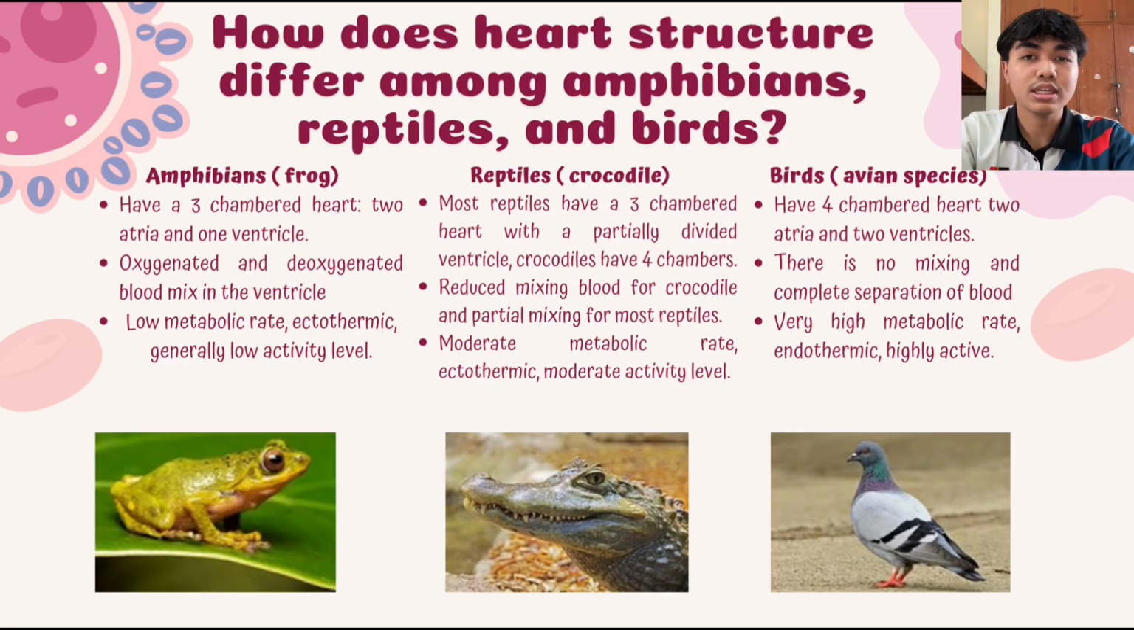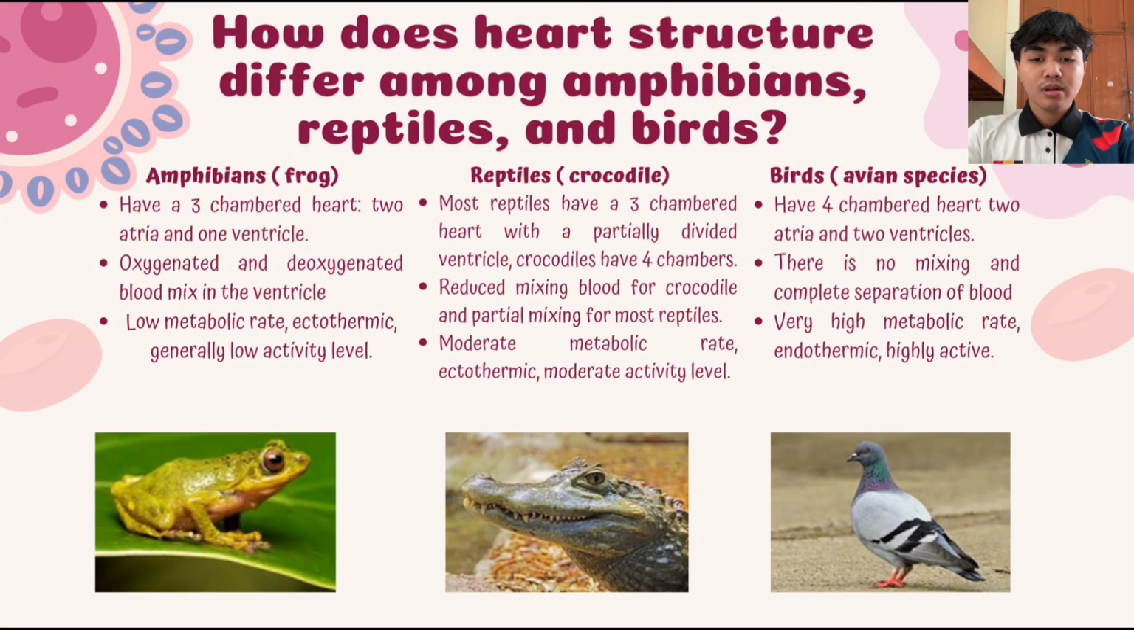Okay, first question is, how does heart structure differ among amphibians, reptiles and birds? Firstly, amphibians have a 3-chamber heart, 2 atria and 1 ventricle. For blood mix, oxygenated and deoxygenated blood mix in the ventricle. For metabolic support, low metabolic rate, ectothermic, generally low activity level. An example for amphibian is frog.